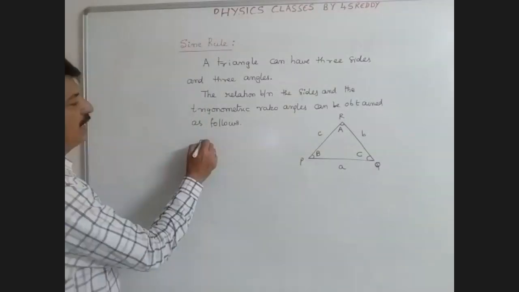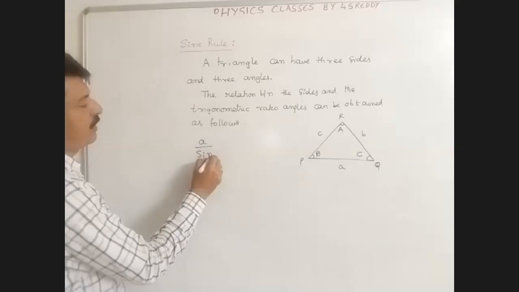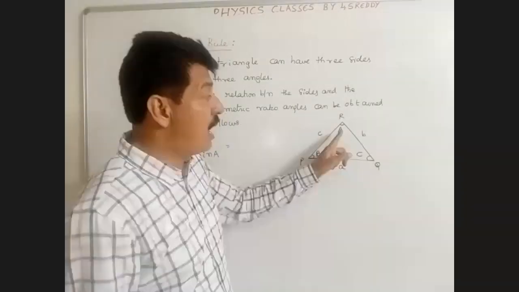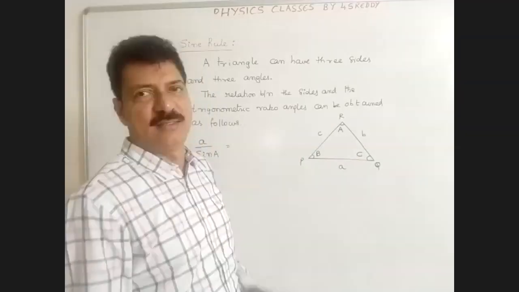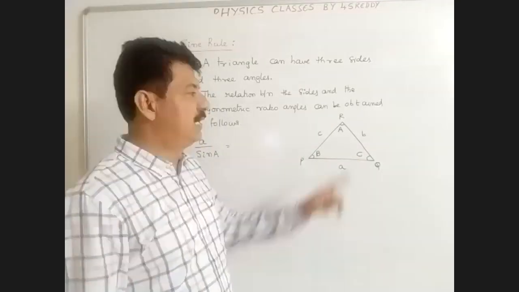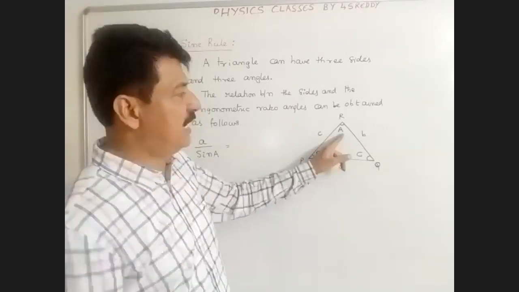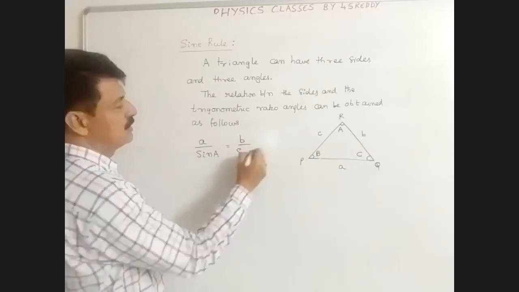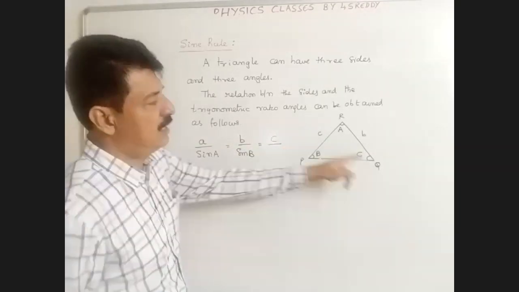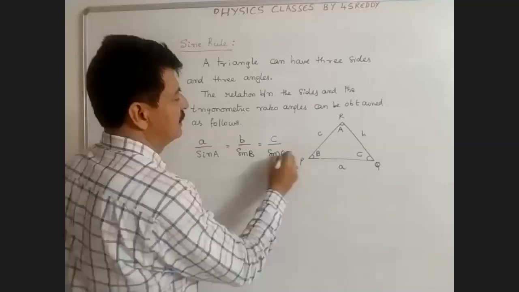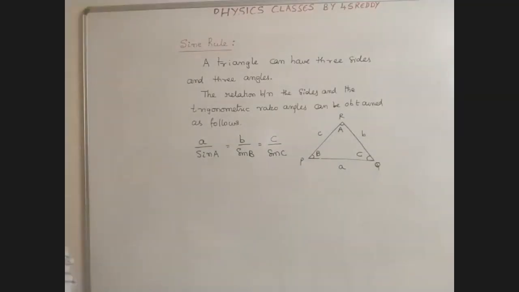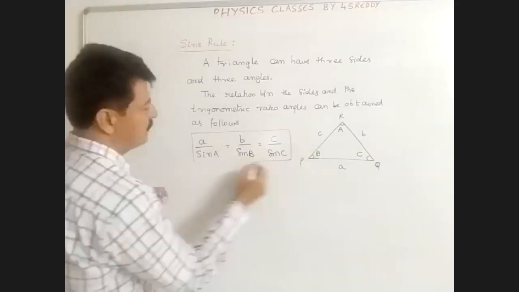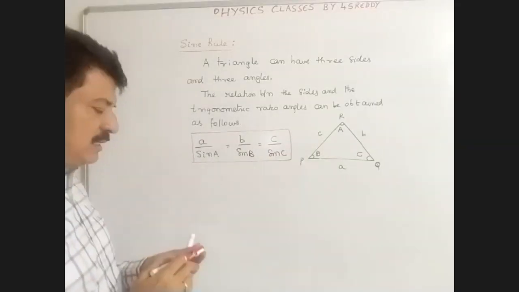That is given by a by sin A. The ratio of the side to the opposite sine angle is always a constant: a by sin A, b by sin B, c by sin C. This is called the sine rule. If you know the sides, you can easily find out the ratio of their angles like that.